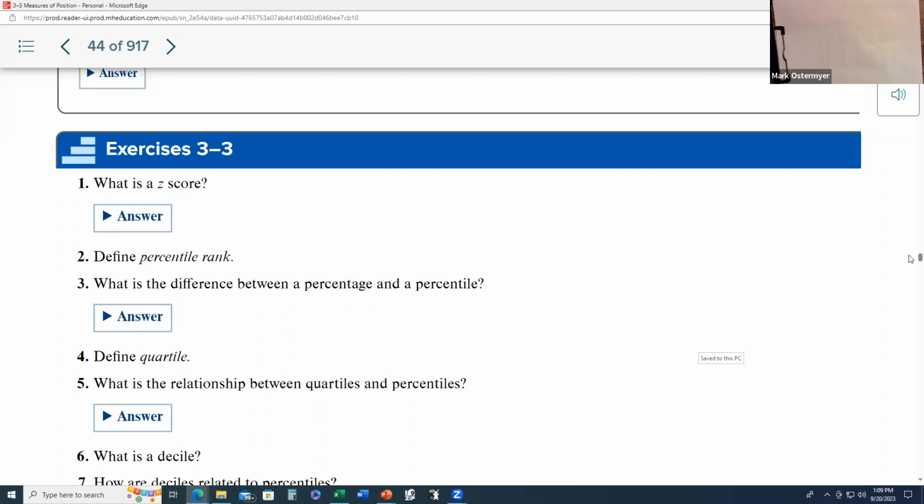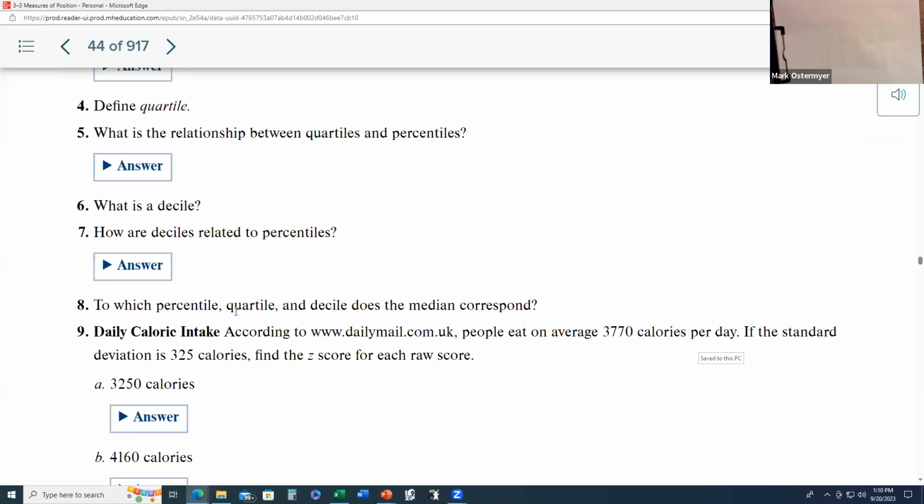All right. Now, problem number 8. To which percentile, quartile, and decile values does the median correspond to? Does anybody want to weigh in? The median of a data set is the what quartile value? Let's do that one first. That's the easiest one. The second quartile. That'll be the second quartile.